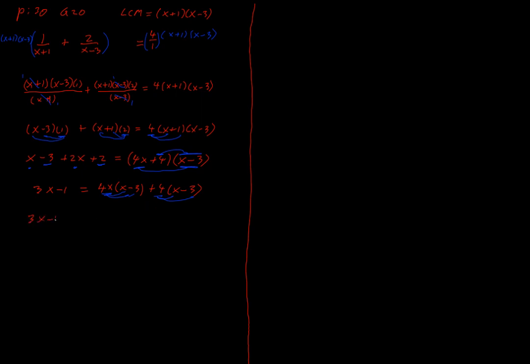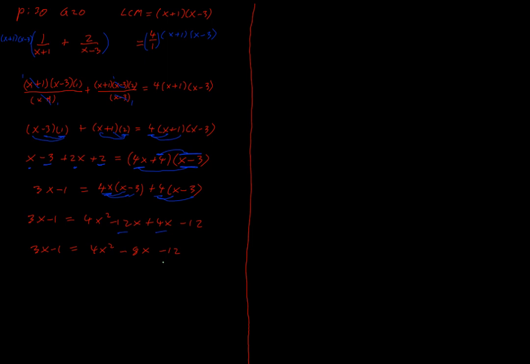So we keep rewriting 3x minus 1 for now, and we have 4x squared minus 12x plus 4x minus 12. We see we have some like terms here. 3x minus 1 is equal to 4x squared minus 8x minus 12. Now I see at this stage that I've got a quadratic.